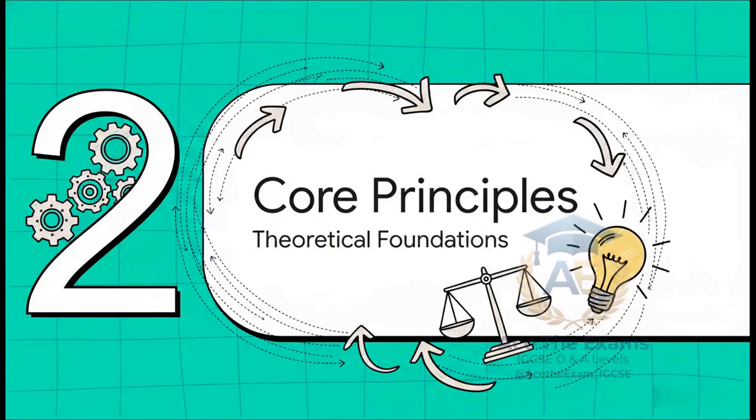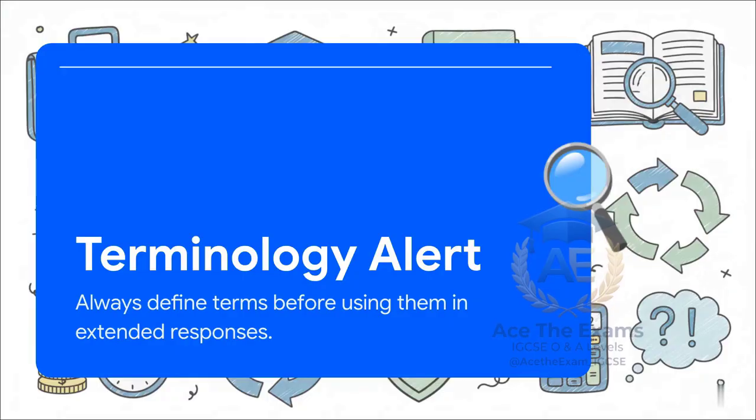Moving right along to Section 2, Core Theoretical Principles, let's look at how cognitive skills are actually graded by examiners. Okay, listen up, because this is a direct, non-negotiable rule straight from the principal examiner reports. Always define key terms clearly before using them in your extended responses.